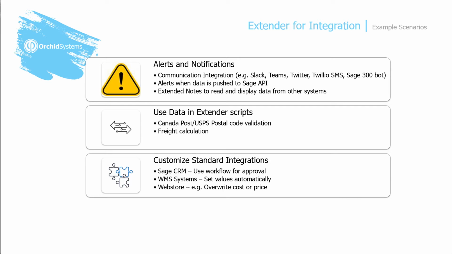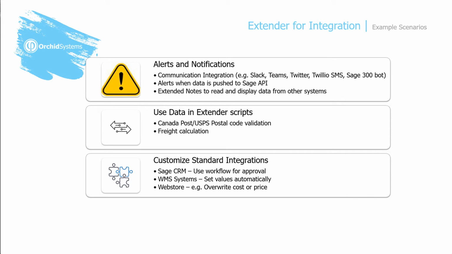Extender can also be used to support and tailor standard integrations. For example, when using the standard Sage CRM to Sage 300 integration to create orders, you could start a workflow for the orders or the quotes to be approved before they're released into your main Sage 300 system. Same with orders coming from a web store, and we'll look at an example of that a bit later.